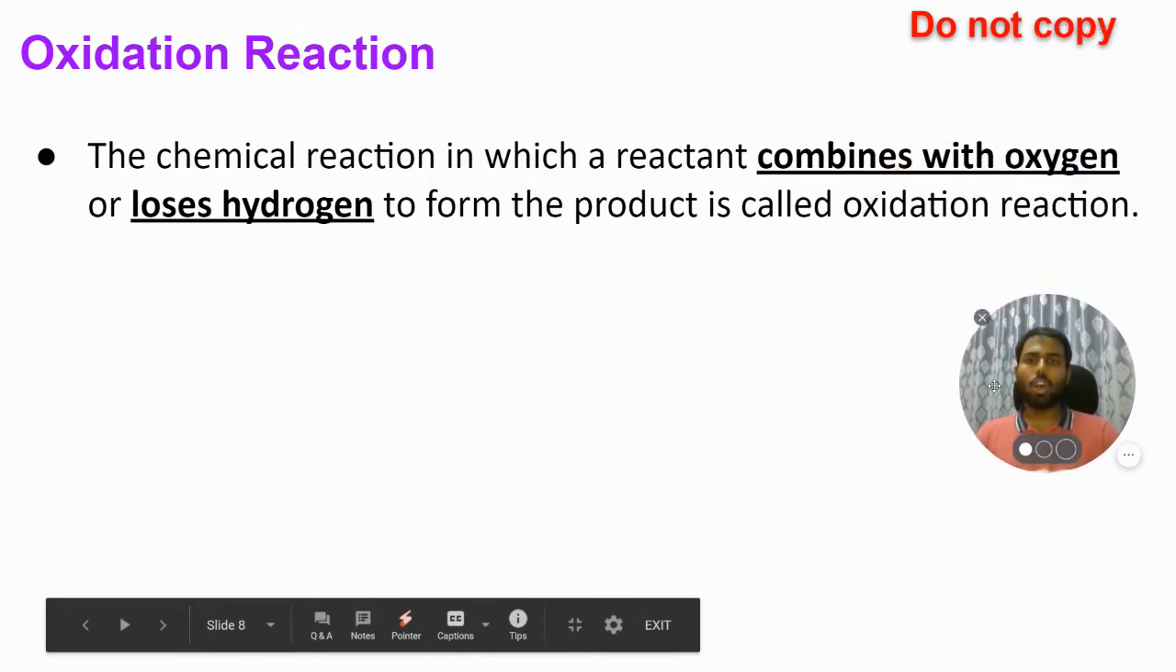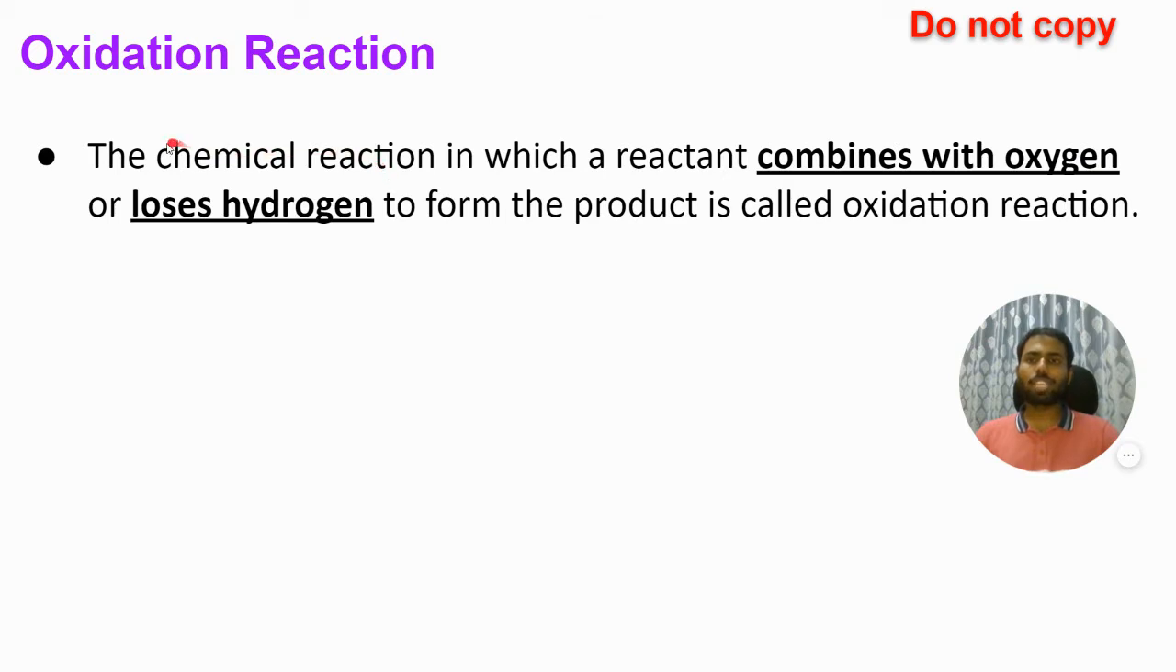Let us see what is an oxidation reaction. The chemical reaction in which a reactant combines with oxygen or loses hydrogen to form the product is called an oxidation reaction. What are reactants? The things which react with each other during a chemical reaction to give you a product are called reactants. So when a reactant combines with oxygen, or when a reactant loses hydrogen, it is called an oxidation reaction. Let us look at some examples.